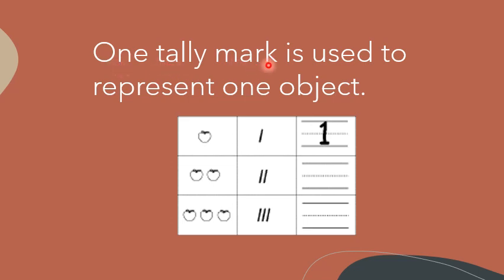One tally mark is used to represent one object. What does that mean? Let's take a look at our photo. We have an apple. We have one tally mark. This one tally mark is representing this one apple. So let's move to this row. We have two apples. And so we will need 1, 2 tally marks. When we move to the last row, we have 1, 2, 3 apples. And so we will need 1, 2, 3 tally marks.